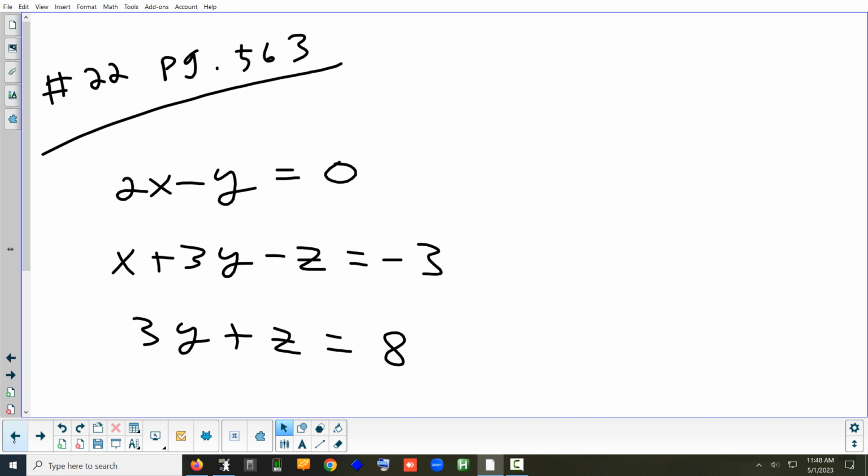And not every 3x3 system comes out to integer answers, but the ones that I do generally will. Because if they don't come out to integers, then the math starts to get really kind of messy.